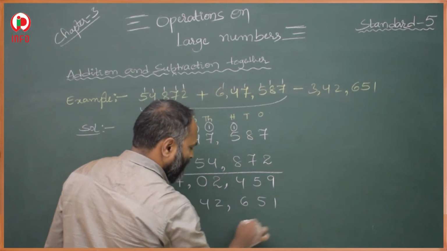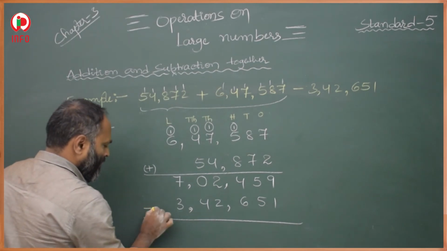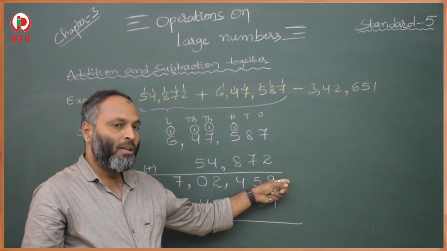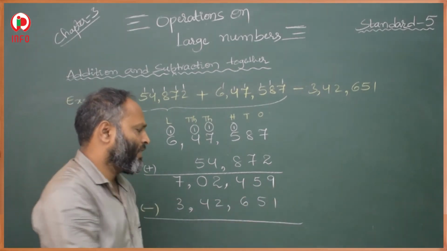3,42,651. Then minus. This is minus. Then this is the minuend, this is the subtrahend. Minuend, here minuend is bigger. 9 minus 1 is 8.